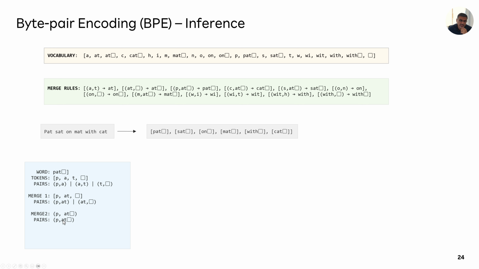Then I go and merge that, and again I split it into pairs. Here there's only two, P comma AT white space. Now I look at my merge rules again. Is this pair merged? Yes, it is merged here. It's merged to Pat. So essentially, I take that and merge it this way. Now, obviously, this seems like, okay, what are you really trying to do here?